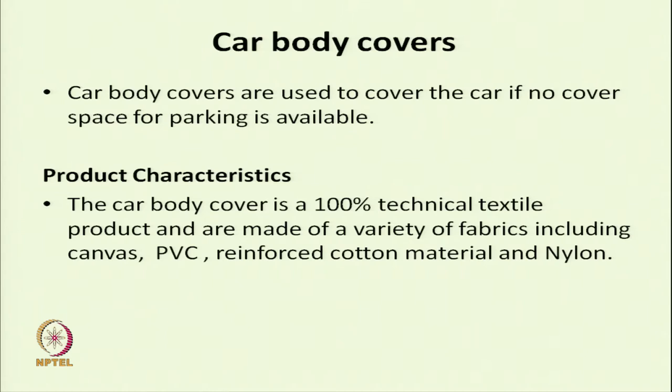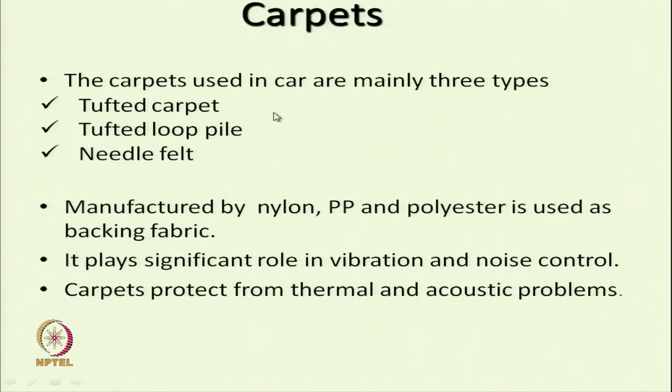like light, dust. In the carpet, there are three main types of carpets: tufted carpet, tufted loop pile and needle felt. Nowadays, needle felt carpets are widely used. These are manufactured from nylon, polypropylene, polyester, used as backing fabric. It plays a significant role in vibration and noise control. So, proper selection of carpet structure is required with a proper cushioning effect, and carpet also protects from thermal and acoustic problems.